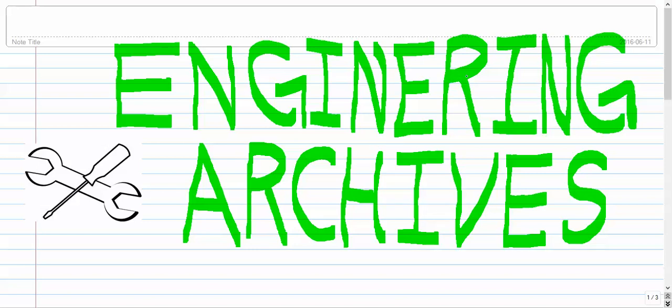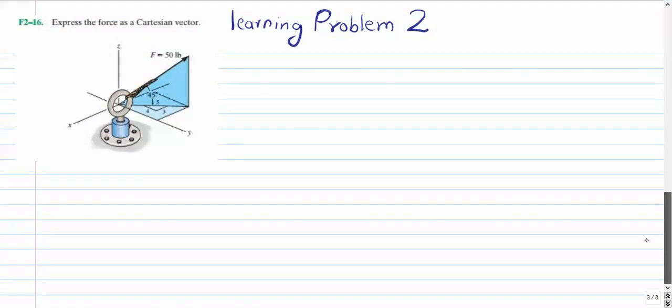Let's look at our learning problem number 2 for the chapter Cartesian vectors. The problem asks us to write this vector as a Cartesian vector. Before we begin, let us first see what a Cartesian vector looks like. A Cartesian vector looks something like this.